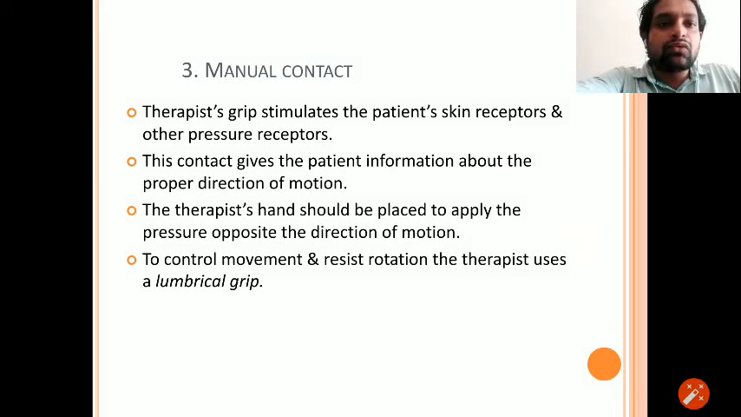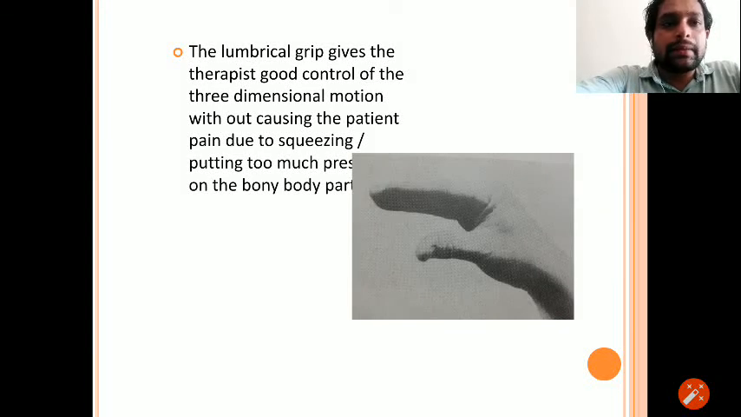This contact gives the patient information about the proper direction of motion. The therapist's hand should be placed to apply the pressure opposite the direction of motion. To control movement and resist rotation, the therapist uses a lumbrical grip. The lumbrical grip gives the therapist good control of the three-dimensional motion without causing the patient pain due to squeezing or putting too much pressure on the body part.